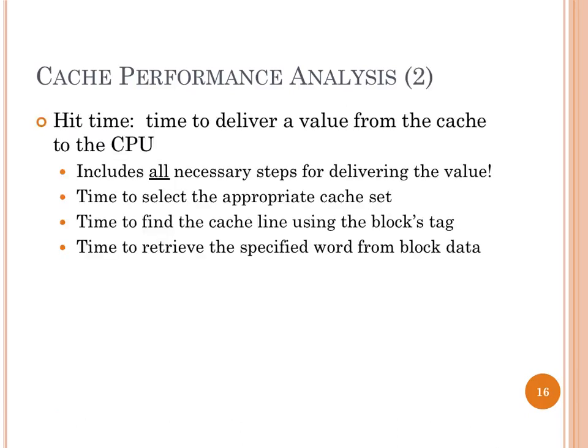Then you have, and this is where it gets even more hand-wavy, because at least hit rate and miss rate you can measure and understand what they mean. Hit time is the cost of accessing a value that actually is cached. Now you'll notice that I say here it includes all necessary steps for delivering the value. So we have to select the cache set, find the line in the set, pull the value out of the block in the line, and so forth.